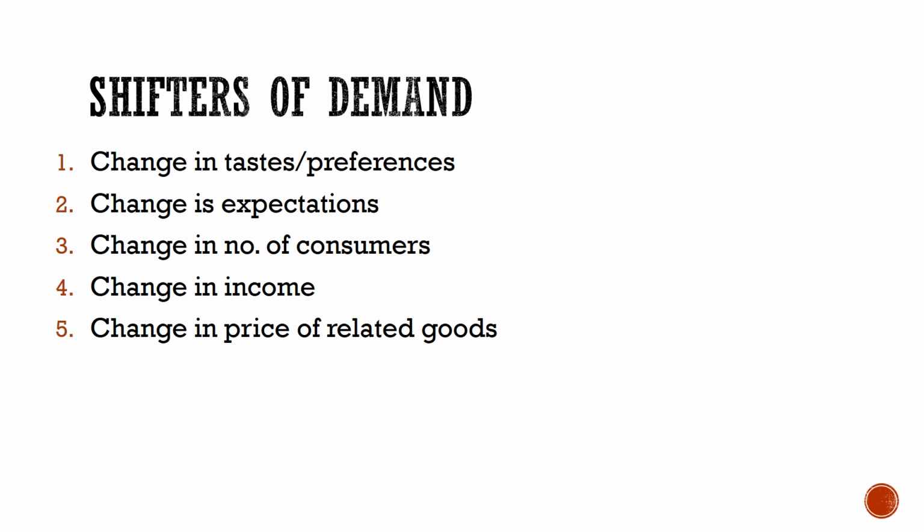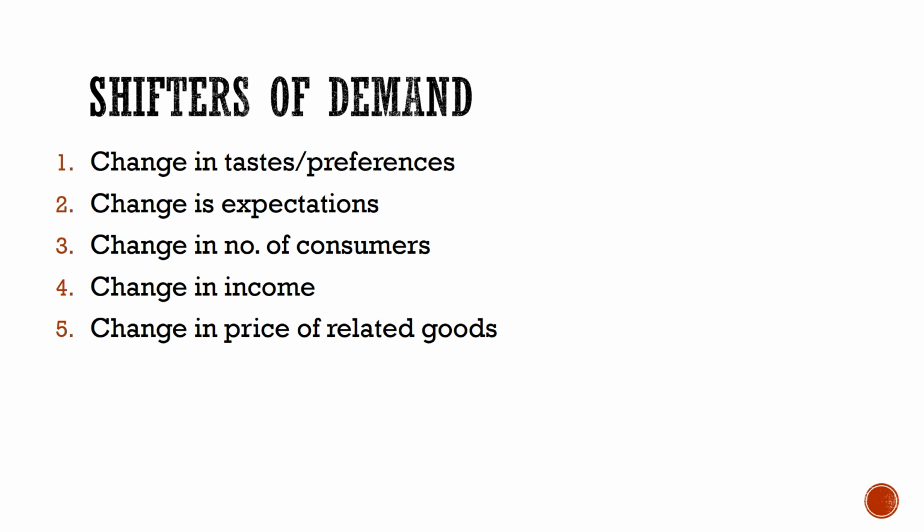Fourth one is change in income. Whenever there is a question regarding income, you need to understand the nature of the commodity. It is either a normal good or an inferior good. A normal good is any good where, as your income rises, you demand more of that good. For example, if your income increases, you might demand more luxury cars, or you might consume more meat or more seafood. And if your income decreases, you demand less of these commodities because they are expensive to afford.